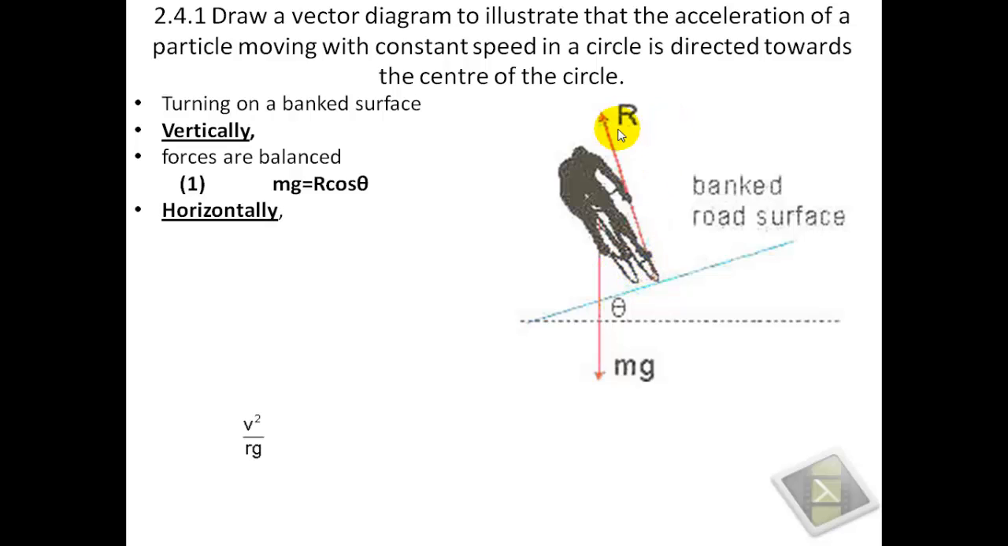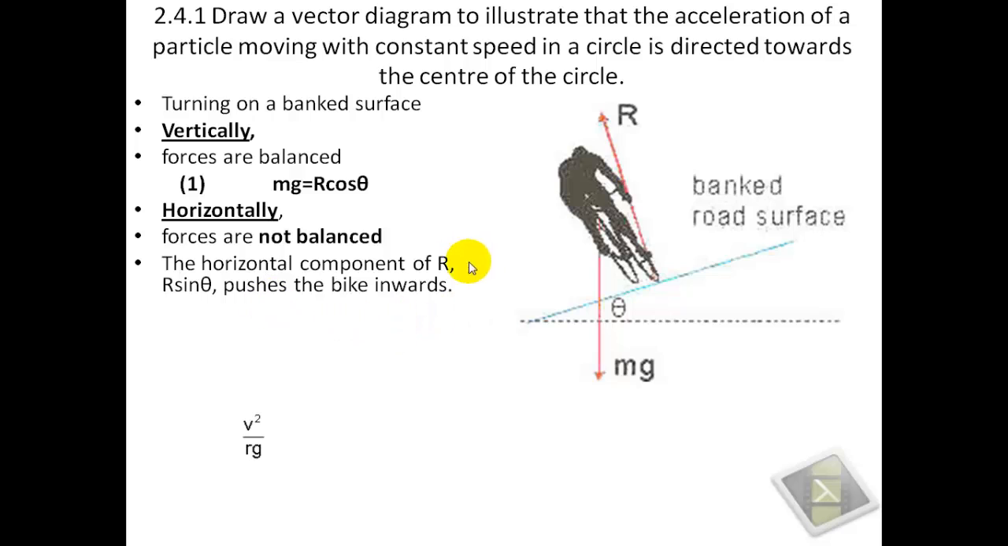Horizontally, the only force acting here, if there's no friction, is the horizontal component of R. So this is going to be R sine theta, which pushes the bike that way. That makes him travel in a circle. This provides a centripetal force, which is mv squared over r. So if we combine R2 and R1, we end up with tangent of theta is equal to v squared over rg. You could try to prove that.